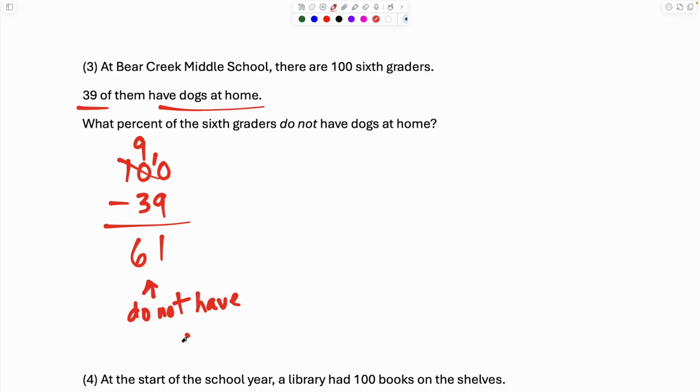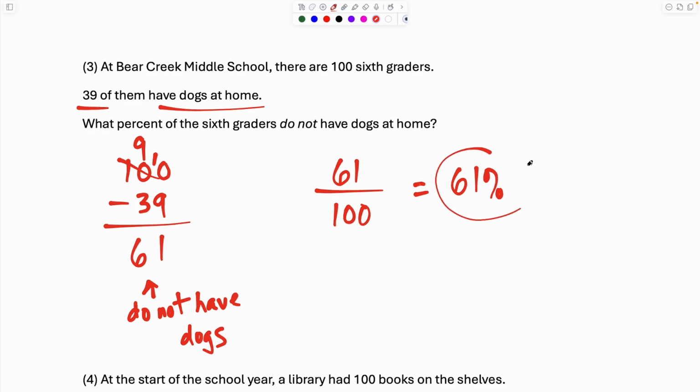But now, percent-wise, we have to say what percent of the sixth graders do not have dogs at home. Well, that's 61 out of the 100 total sixth graders. There are 100 students in grade 6, and 61 of them do not have dogs. 61 over 100 is the same thing as 61%. So this would be the percent here. If the question instead asked what percent of the sixth graders have dogs, it would be 39%, because 39 out of 100 have dogs, but the question is asking what percent do not have dogs at home.